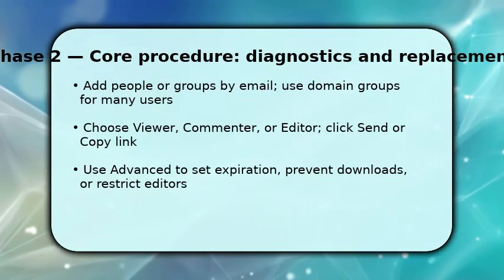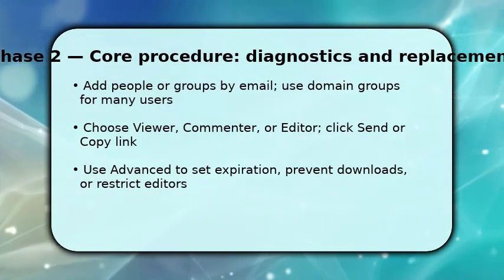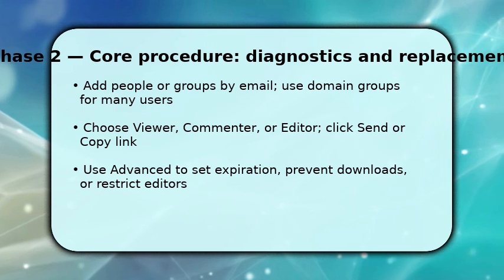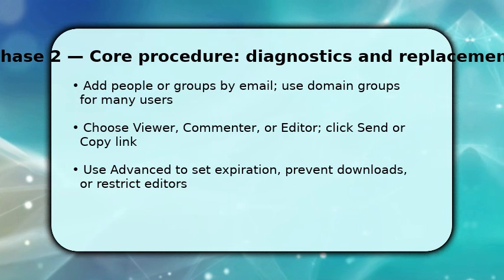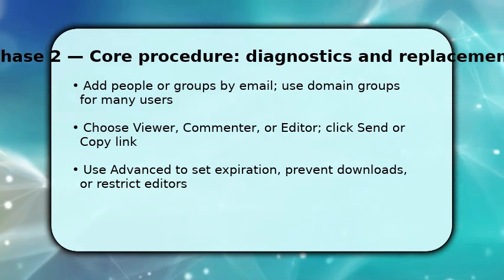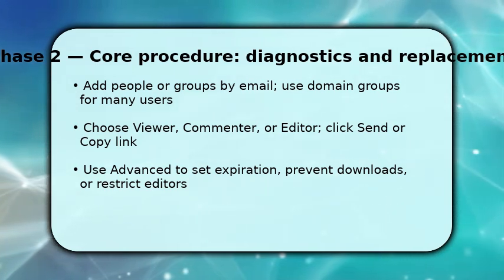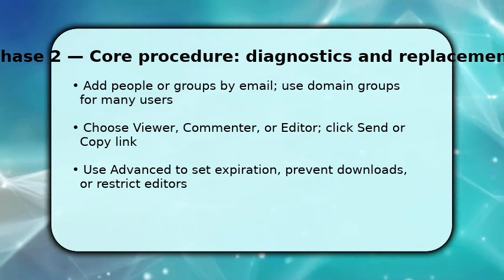Next, add collaborators by typing emails or paste a Google group. This saves time for many users. Choose viewer, commenter, or editor depending on what you want them to do. Remember, editors can reshuffle permissions. Once done, click Send or get a shareable link and set link access.